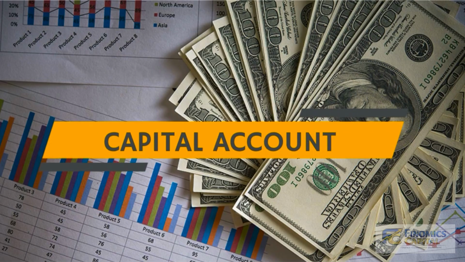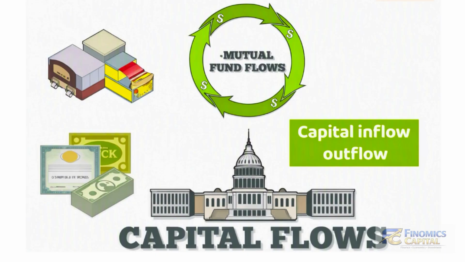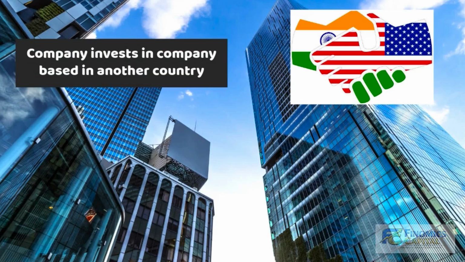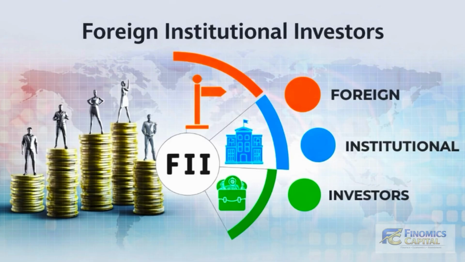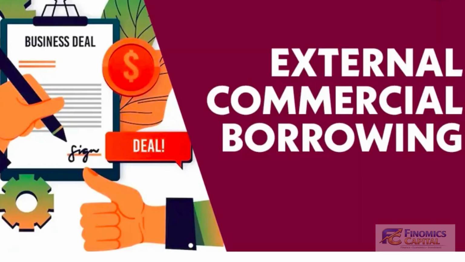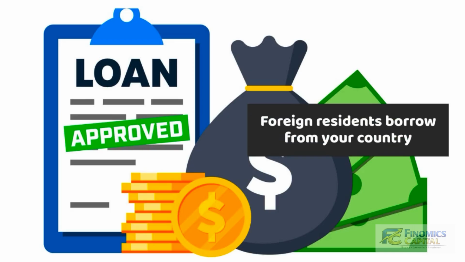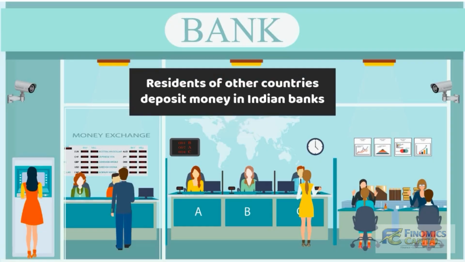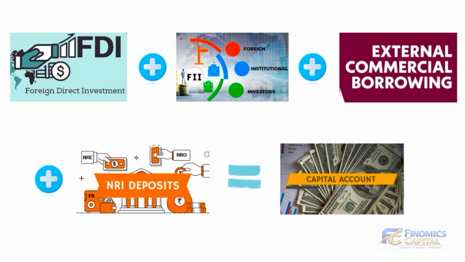Balance of payment. What is capital account? The capital account measures the inflow and outflow of capital in a country. FDI, foreign direct investment. Foreign companies invest in the domestic country. FII, foreign institutional investors. Foreign investors invest in the domestic country's financial market. External commercial borrowing. Foreign residents take debt from their own country. NRI deposits. Foreign residents deposit money in their own country's banks. The sum of FDI, FII, external commercial borrowing, and NRI deposits constitutes the capital account.